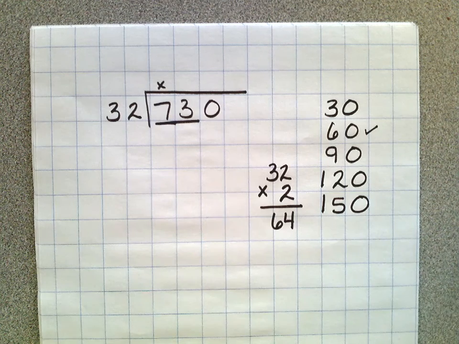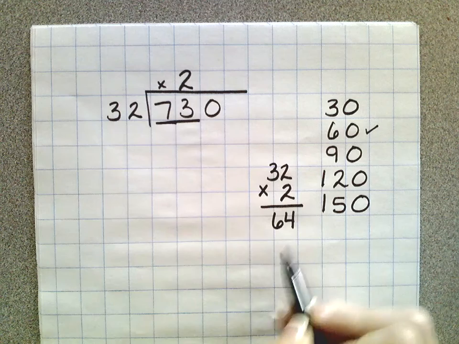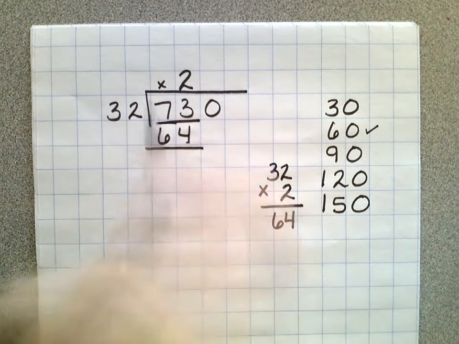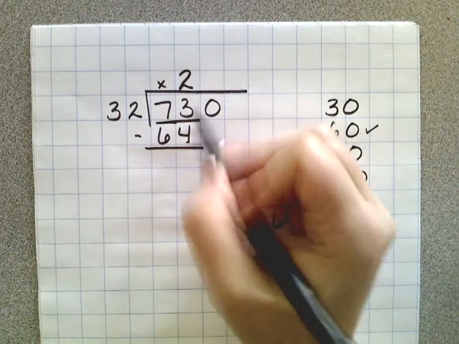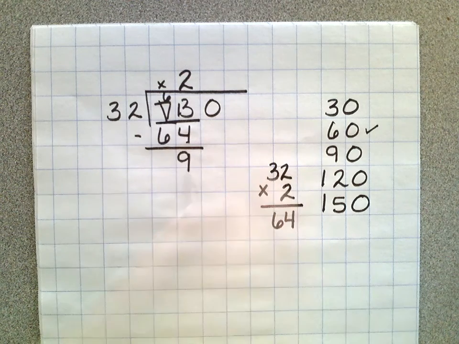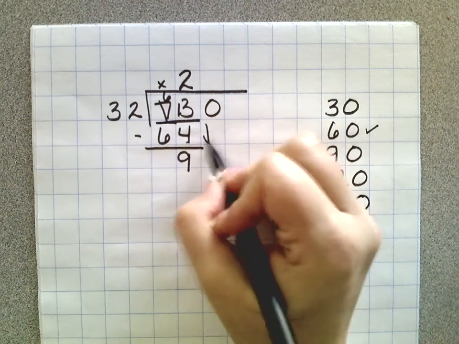64. That looks pretty good. I put my 2 up. 2 times 32, I already did that over here, is 64. Going to go ahead and subtract. 3 minus 4, I can't do it. I'm going to do a little borrowing. 13 minus 4 is 9. All right, looking pretty good. Now let's bring down that 0.